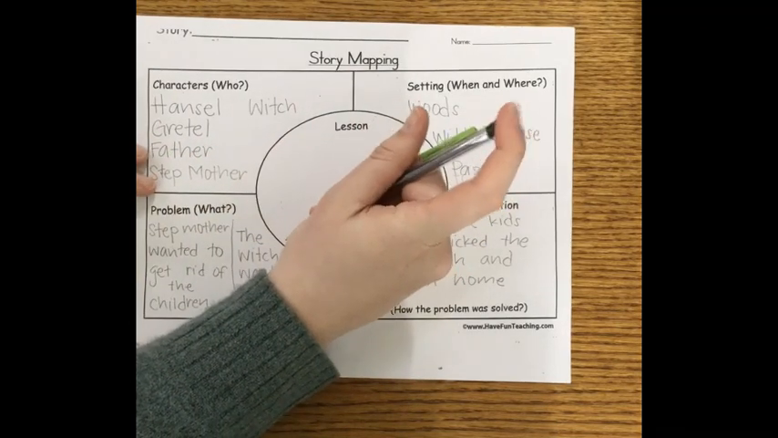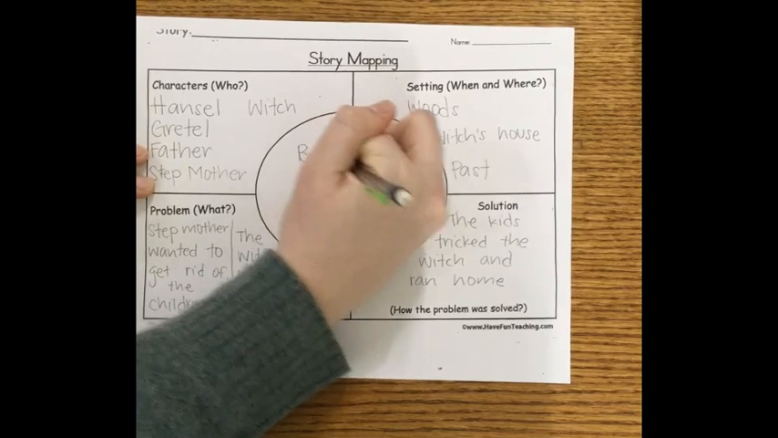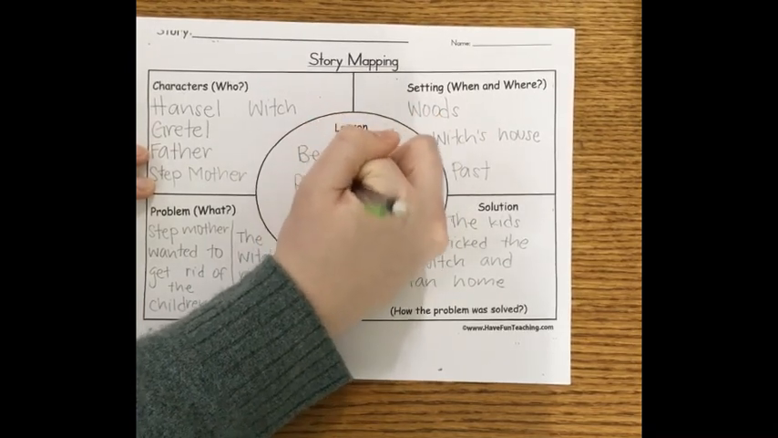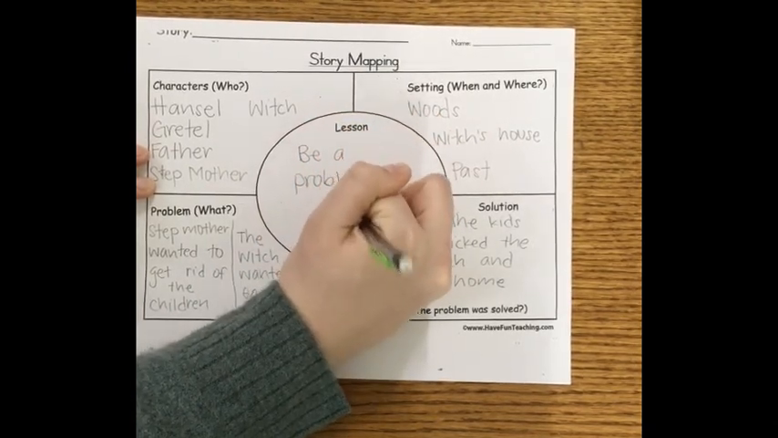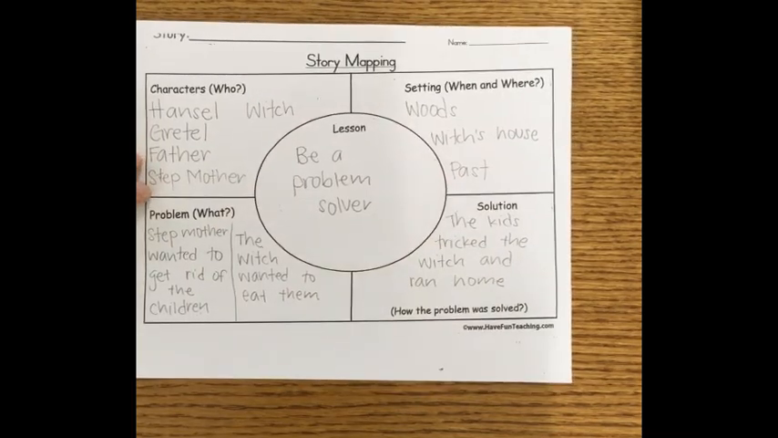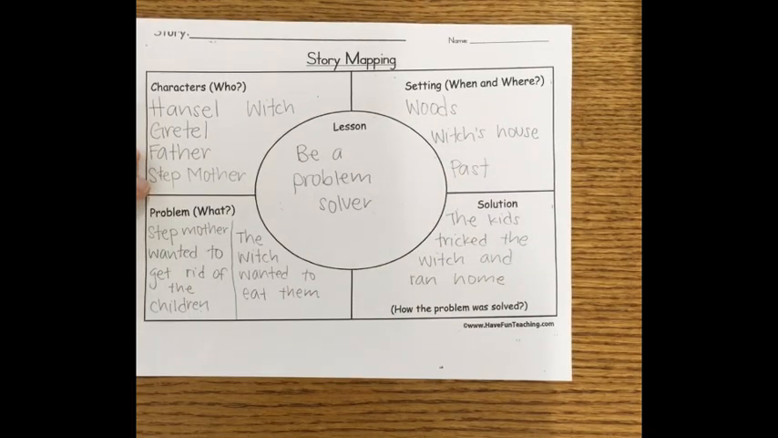So the lesson is, be a problem solver. They solved all of their problems that kept coming up. You might also think that the lesson is that they needed to be brave, and I would agree. They were brave during some pretty scary times. The lesson could also be teamwork, that Hansel and Gretel worked together to solve a big problem. Sometimes there's more than one lesson in a story.